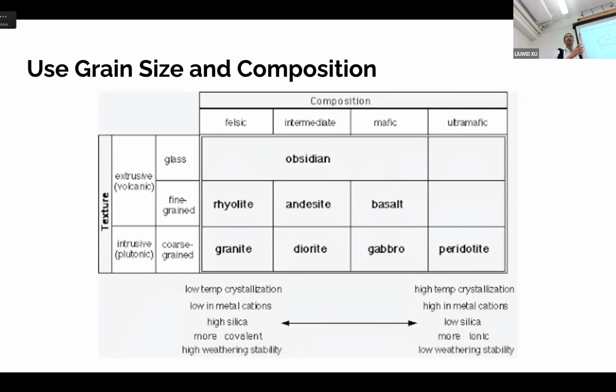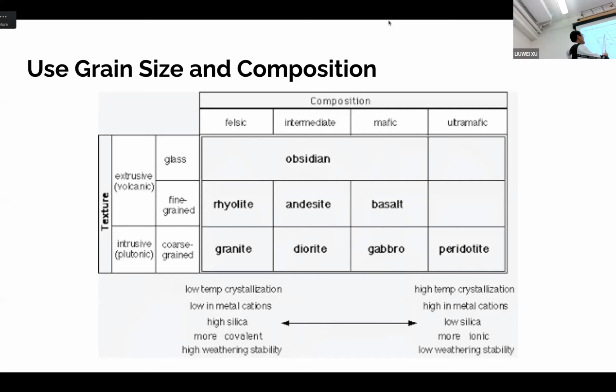So in today's lab, from question 1 to question 9, you need to do almost the same thing as last lab. You need to match the sample with their names. We have 9 samples, so I will teach you how to do this identification. First, look at the texture of the rock.